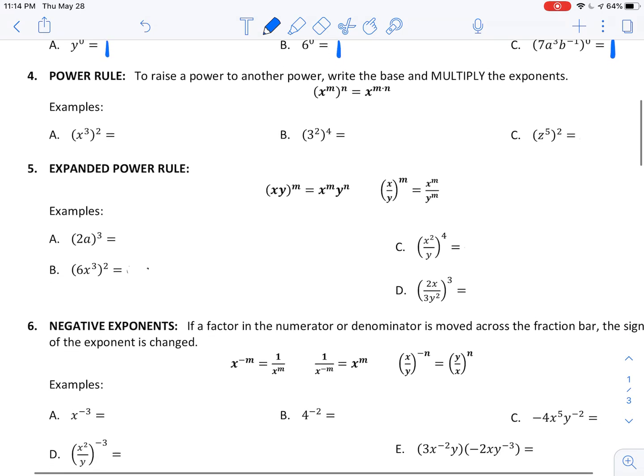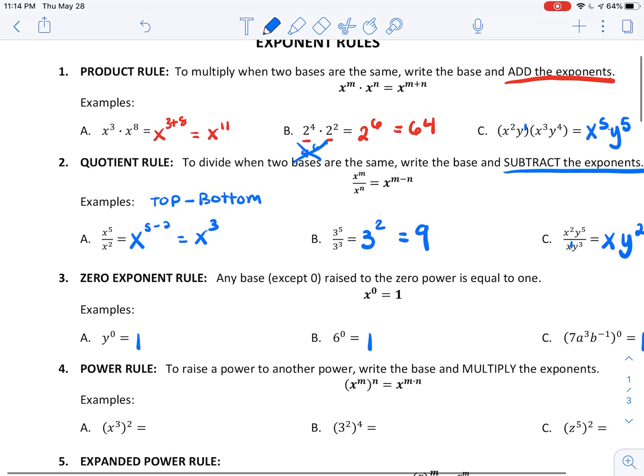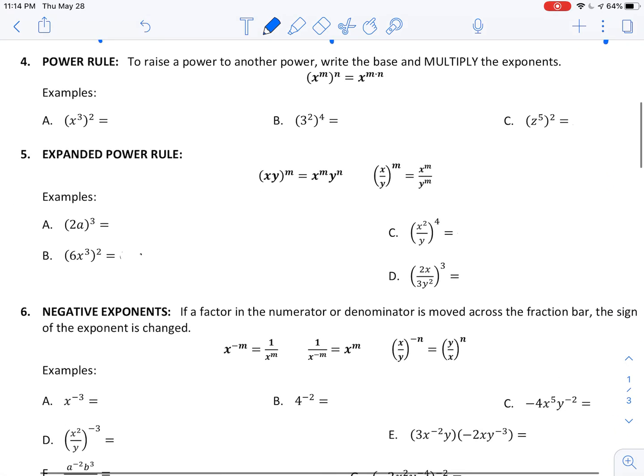So now we have the power rule. A different power. A power rule. The power rule is basically when you have a variable with an exponent and it is raised to another exponent. We often say power to a power. When we have a power raised to another power, we're going to multiply your exponents. So x to the 3rd to the 2nd becomes x to the 3 times 2, which is x to the 6th.